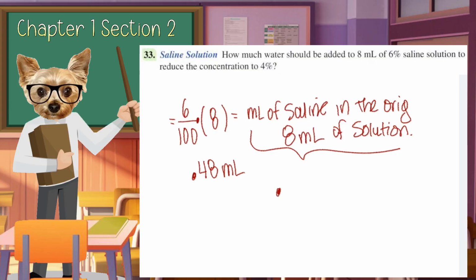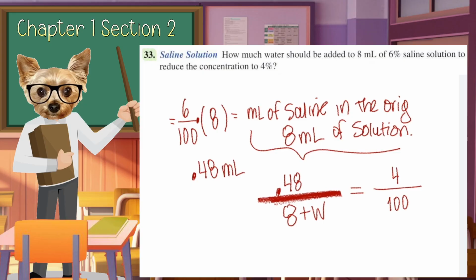Okay, how much original solution? 8 milliliters. So 0.48 out of 8 is currently saline. And I want to know how much water to add to the solution. So this is giving me the breakdown of how much saline is in the solution out of the entire amount of solution, okay? And I want to add water to the solution. That does not increase the amount of saline. That instead increases my denominator because the denominator is going to go up by however much water I add to it. And I want to keep adding water into it until the proportion works out to be 4% or 4 per 100. So really this is the proportion I'm solving.